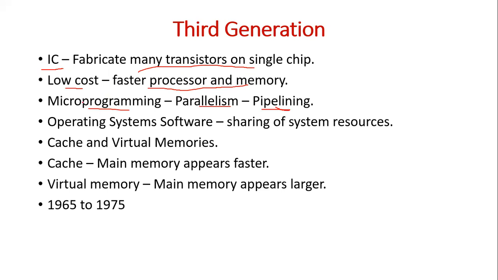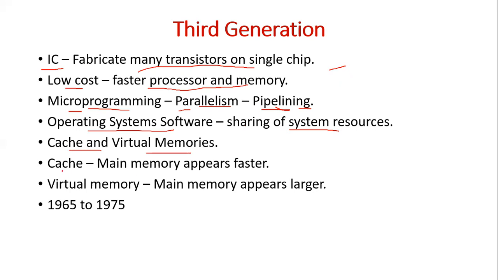When you write a program either in a high level language or assembly language, after compiling, it will be converted to machine level language. How this machine level code should be executed is defined by the microprogramming. And the concepts of parallel execution and pipelining, that is, overlapping executions of different functional units, were introduced. During this time, operating systems were developed so that system resources can be shared effectively. And the concepts of cache memory and virtual memory were introduced.